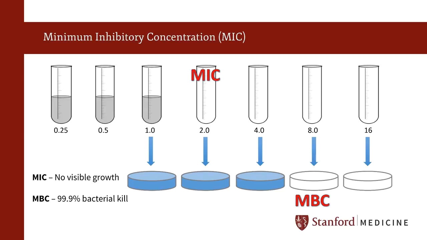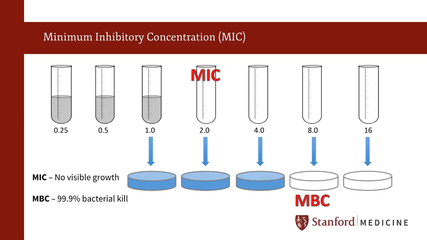The most commonly used pharmacodynamic measure of in vitro antimicrobial activity against pathogens is the minimum inhibitory concentration, also known as MIC, and minimum bactericidal concentration, also known as MBC. The MIC describes the lowest concentration of an antibiotic capable of inhibiting the visible growth of an organism in vitro, while MBC is the lowest concentration of an antibiotic to achieve 99.9% bacterial kill.